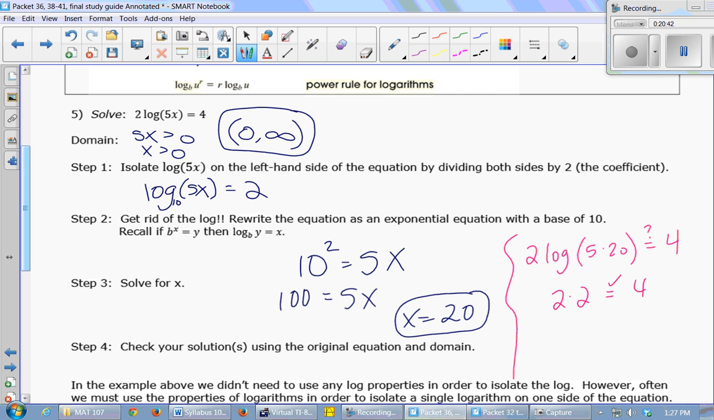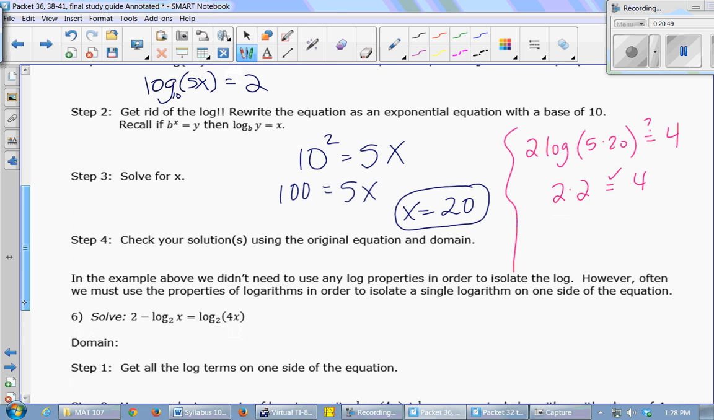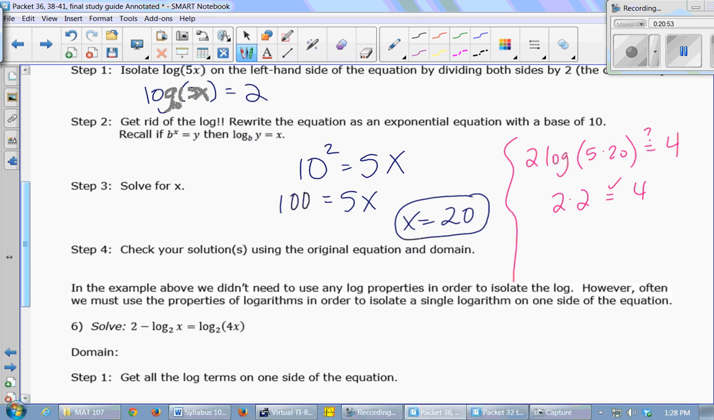So in this example, we didn't have to use any log properties to isolate the log, but often you'll have to do that. So we'll do an example where you need to do that. Everybody have this down? Okay.